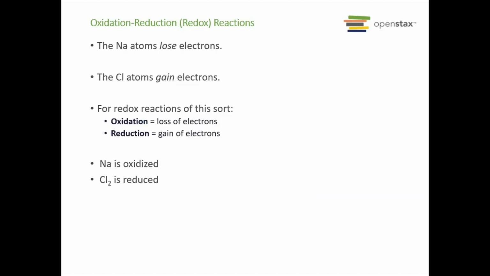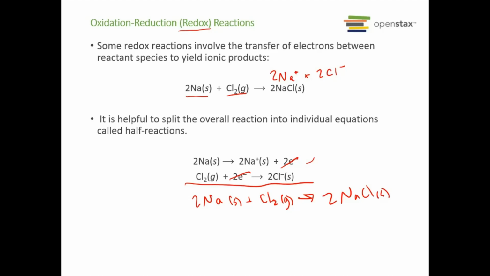What you should see here with these half reactions is that the electrons for sodium are on the product side, meaning that sodium is giving them away. It's losing electrons. Whereas for chlorine, the electrons are on the reactant side, meaning it's gaining electrons. So sodium is giving its electrons to chlorine, transferring the electrons over.